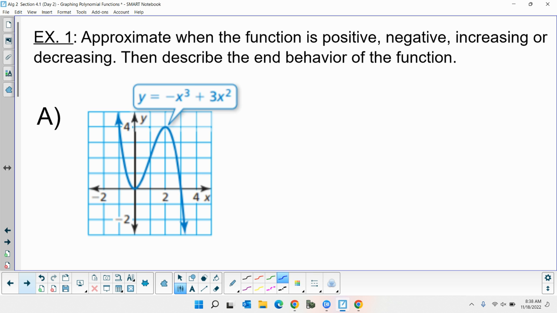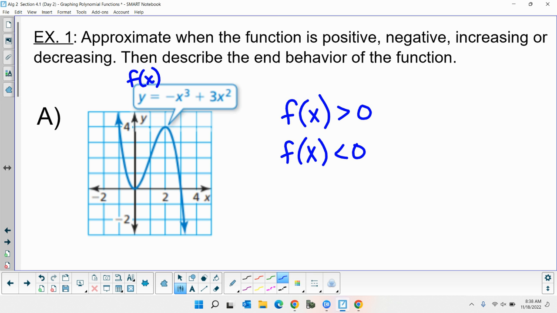So when we say approximate, we're just going to use inequalities, okay? So the function, they used y, but the function, we could say f of x, is greater than 0. Function is less than 0. Greater than 0 means it's positive, right? Less than 0 means it's negative, right? So let's look at that.